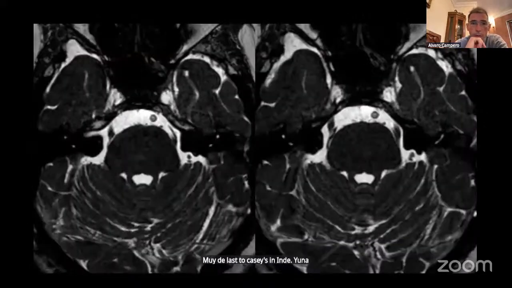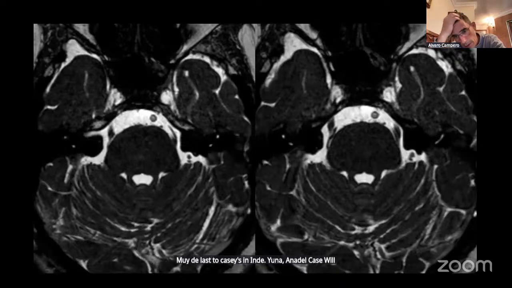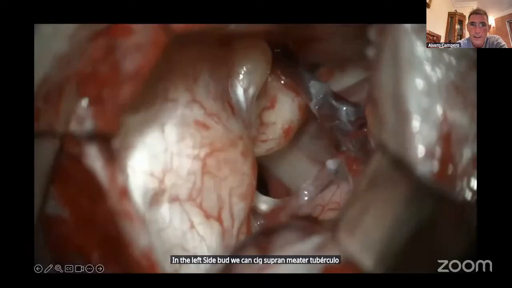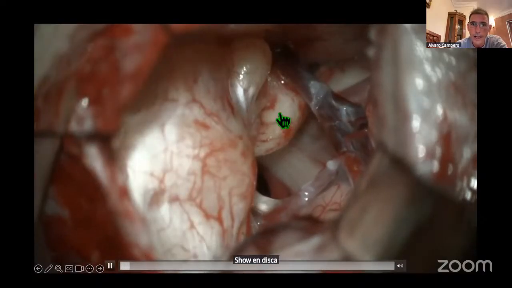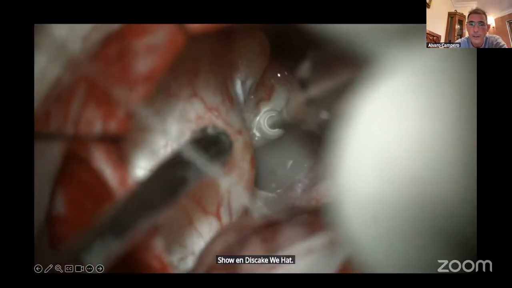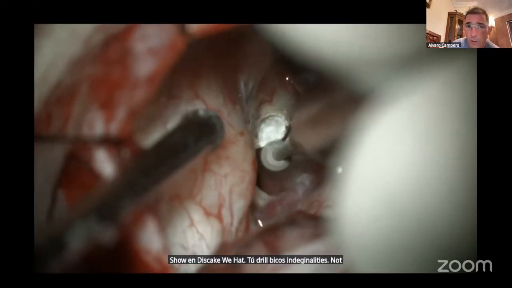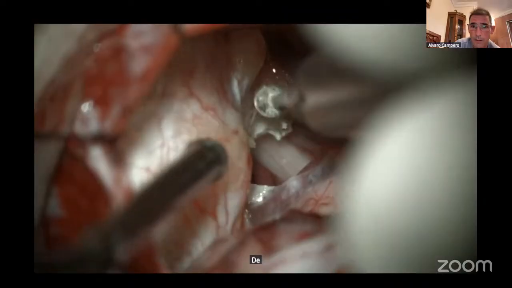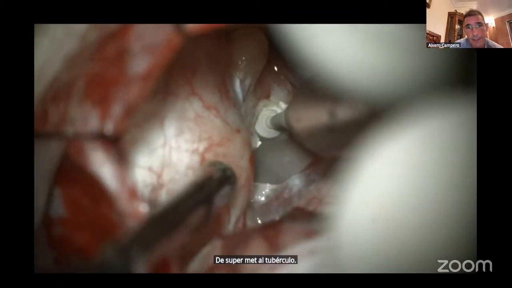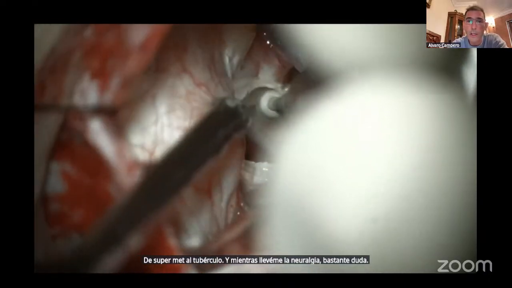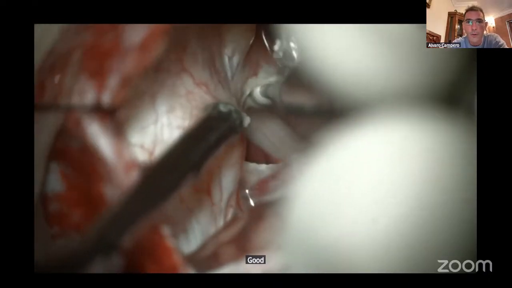Another case, we operated three weeks ago, trigeminal neuralgia on the left side, but we can see a big suprameatal tubercle in the MRI. So in this case, we had to drill. In trigeminal neuralgia it is not so common to have to drill the suprameatal tubercle, but sometimes we have to be prepared to do that because we don't have a good visualization of the nerve.